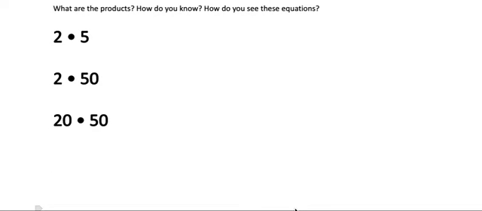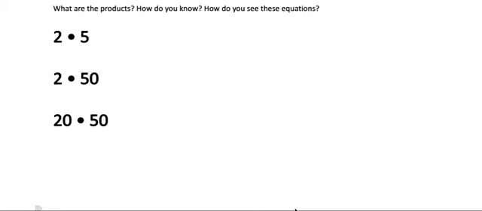Now, what we have here is another number talk, but it's actually called a number string because it builds upon each equation. So the question is, what are the products? How do you know? And how do you see these equations? Take your time. You can pause the video and think about it. See if you could do this in your head with no paper, no pen. When you're done and you've figured out the products for each equation, resume the video.